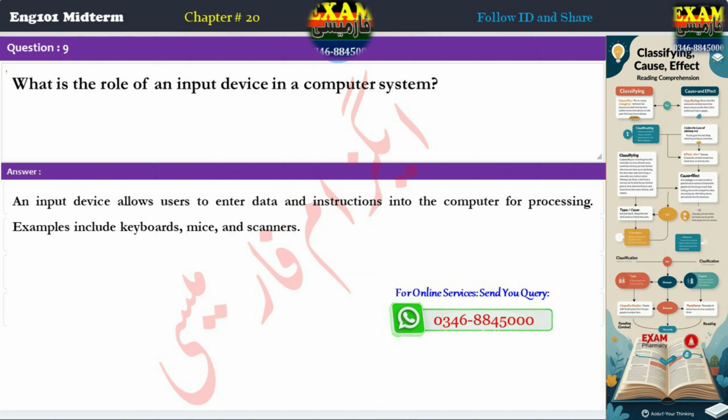Question 9. What is the role of an input device in a computer system? Answer. An input device allows users to enter data and instructions into the computer for processing. Examples include keyboards, mice, and scanners.